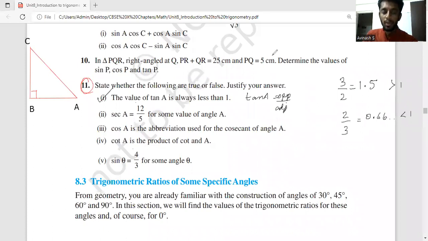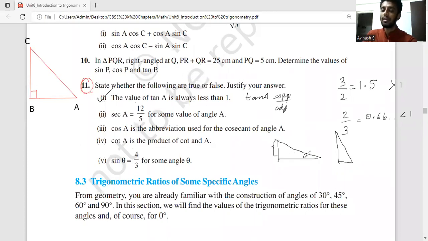So now in this particular problem, what they have given is that the value of tan A is always less than 1. What they are trying to say is that it will be of this type: the value of tan A will be such that the numerator will be less than the denominator. But in reality, if I take two triangles, the opposite side can be smaller or the opposite side can be longer.